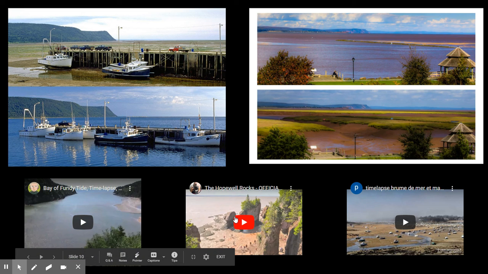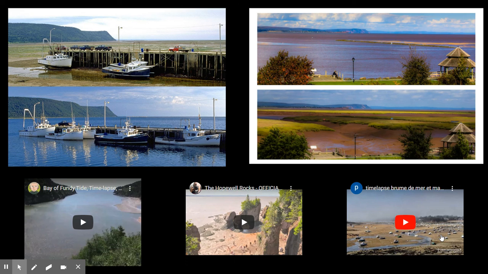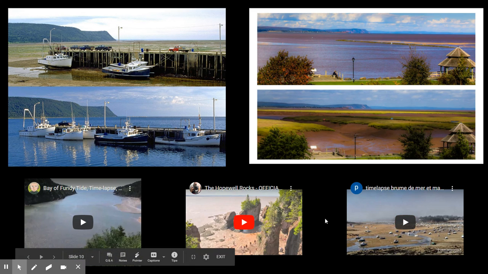This is Hopewell Rocks, also near the Bay of Fundy in Canada. And then this one here, which takes a little bit longer, is in France. And you notice all of these boats that are down here are basically sitting on the bottom. Eventually, all of these boats will be on the water. So if you get a chance, make sure you look through those 3 videos in the notes to get a better idea of it.